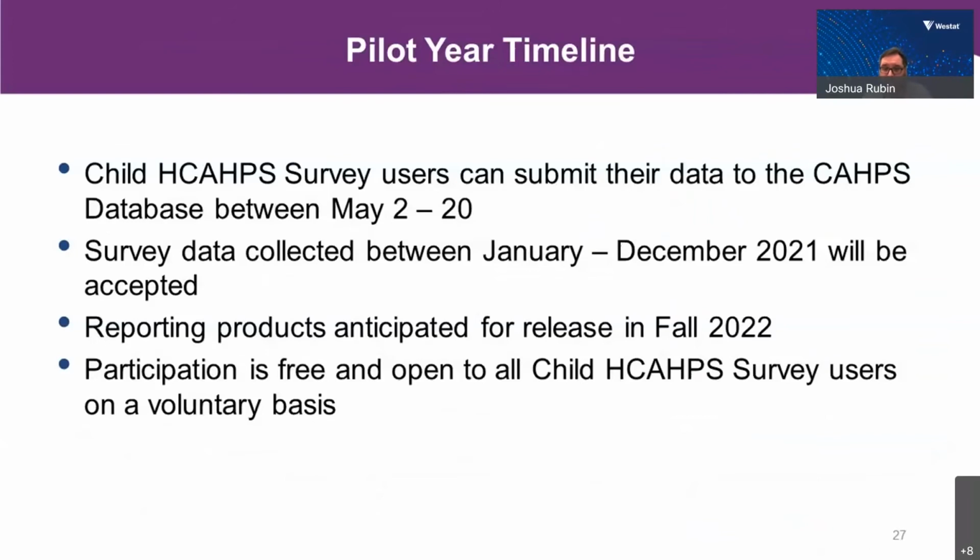Users of the Child HCAHPS Survey can start submitting their data on May 2nd. Again, this is a pilot year. The submission will be from May 2nd through May 20th. The survey data collected will be from January to December 2021, and I'll be going through the steps to participate in the next slide. Reporting products will be available in the fall of 2022.